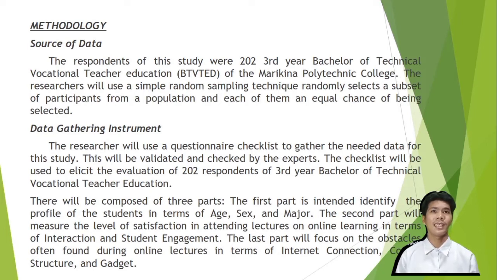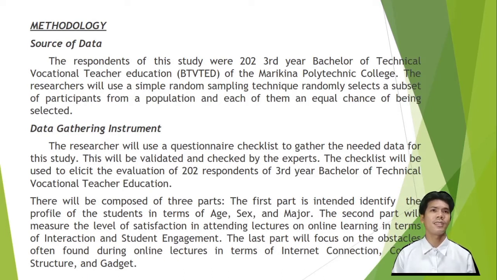For the data gathering instrument, the researcher will use a questionnaire checklist to gather the needed data for this study. This will be validated and checked by experts. The checklist will be used to elicit the evaluation of 202 respondents of third-year Bachelor of Technical Vocational Teacher Education. It will be composed of 3 parts.